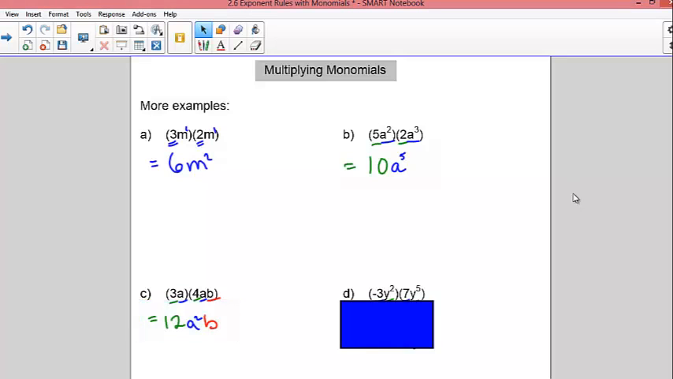Example C here, same thing. I highlighted my coefficients in green. 3 times 4 is 12. And I underlined my a's in blue.